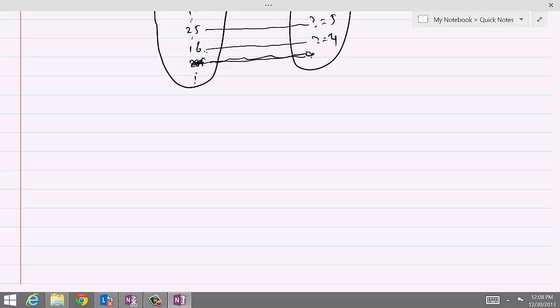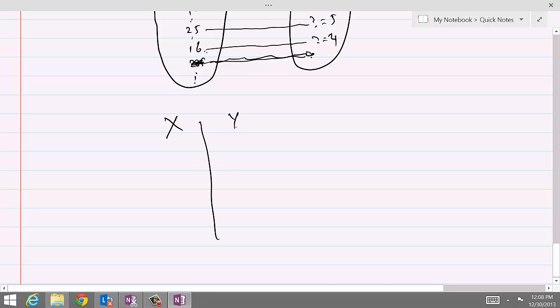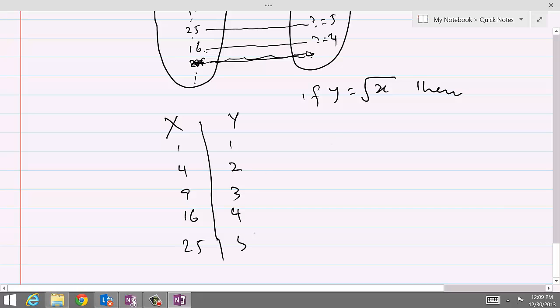And we can also denote this in tabular form, x and y, with x values 1, 4, 9, 16, 25. If x and y are two variables related by square root, then what will be the image of 1? That is equal to 1. 4 is 2, for 9 it's 3. So y is equal to under root x, and that is 4, that is 5, and that's how we keep on going.